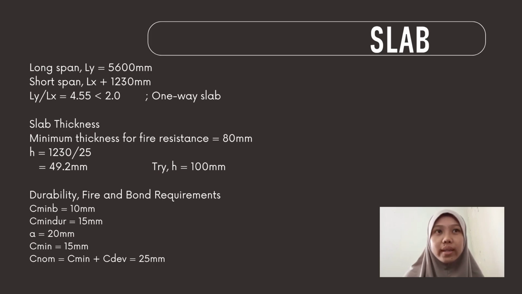This slab is a one-way slab. For slab thickness, the minimum thickness for fire resistance is 80 mm. Then I got H 49.2 mm and I'll be using H 100 mm. For durability, fire and bond requirements, C min,b is 10 mm, C min,dur is 15 mm, Δ is 20 mm, C minimum is 15 mm, and C nominal equals 25 mm.